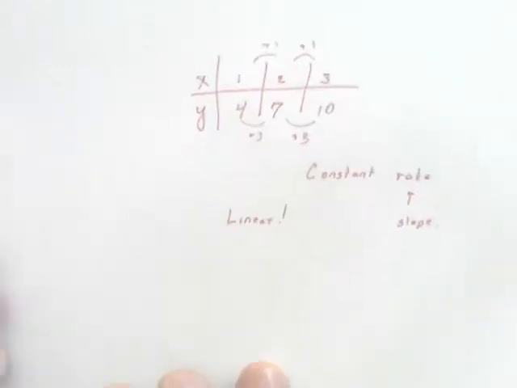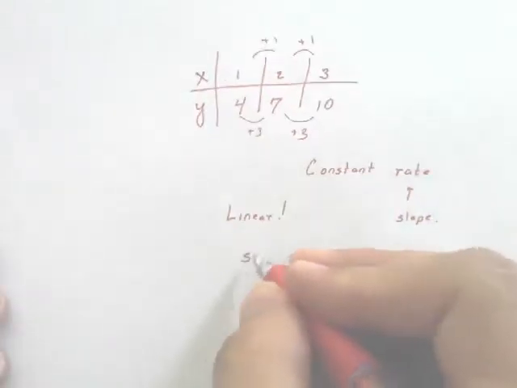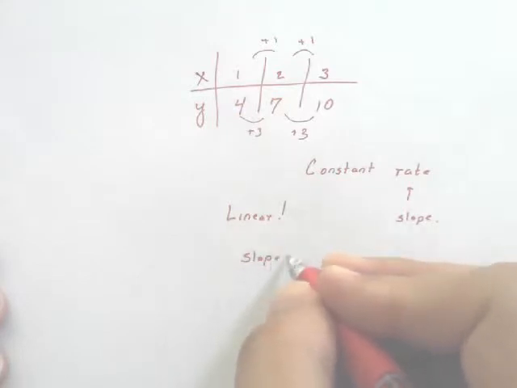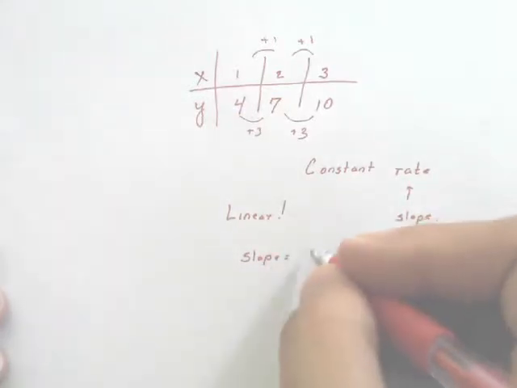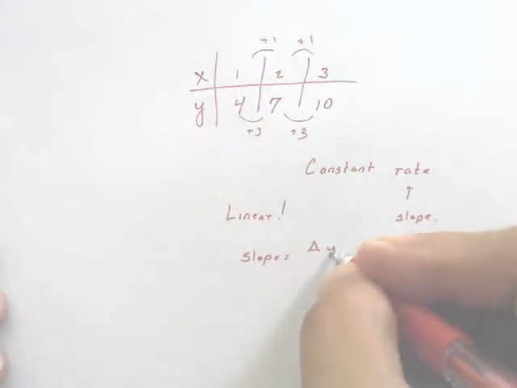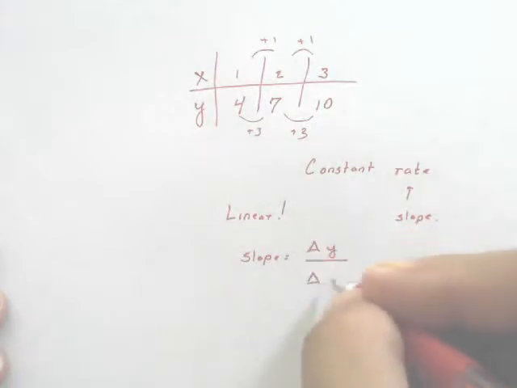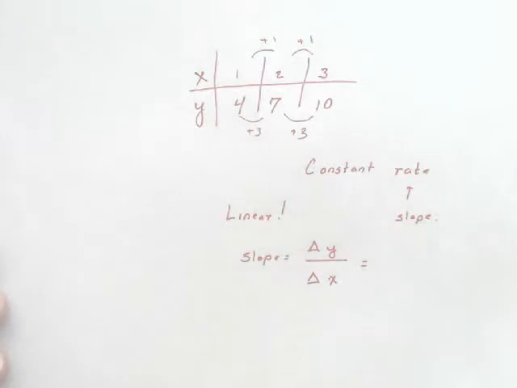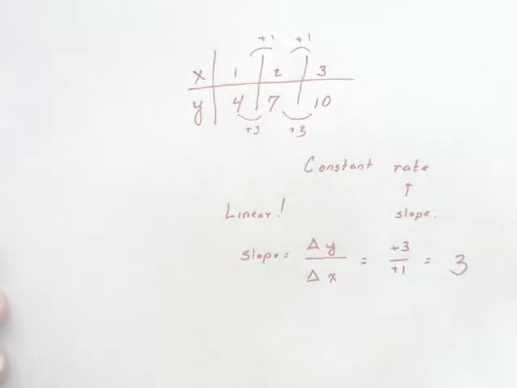Now, not only is it linear, but I could also declare the slope. If you remember my formula for slope, it is change in y, that's delta y, over change in x, delta x. So you have to remember it's change in y over change in x. So it's positive 3 over positive 1, which can just be written as positive 3. Now it's important that I look at the x's and the y's.